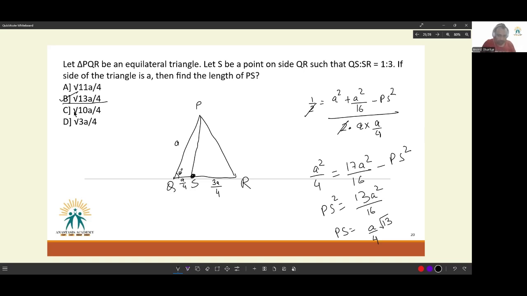An alternate way of handling this would be by dropping a perpendicular from P to the midpoint here. By dropping a perpendicular from P to the midpoint, let's call this M. Now PM, length of PM, the altitude in an equilateral triangle, is given by root 3 by 2A. SM will again be A by 4. So PS square will be equal to root 3 by 2A whole square plus A square by 16.